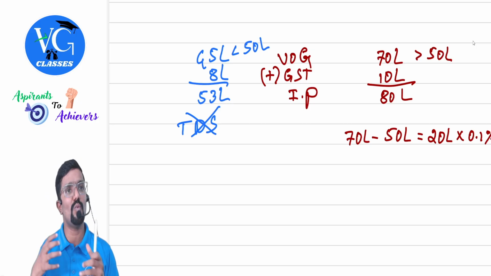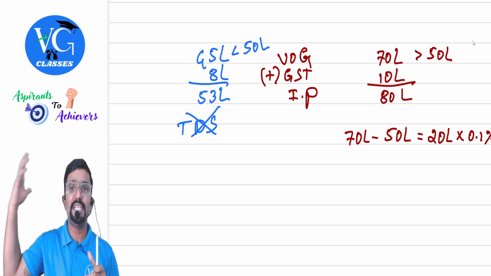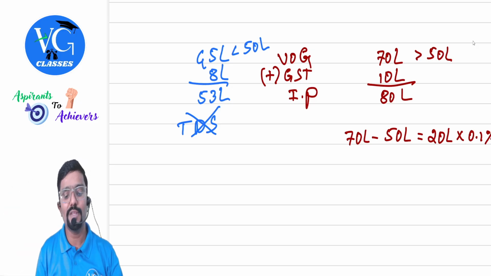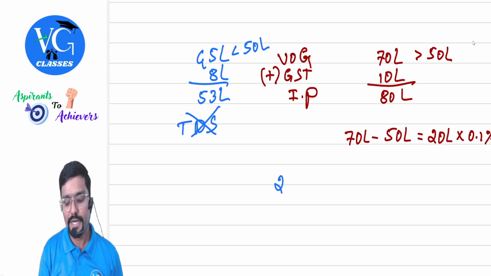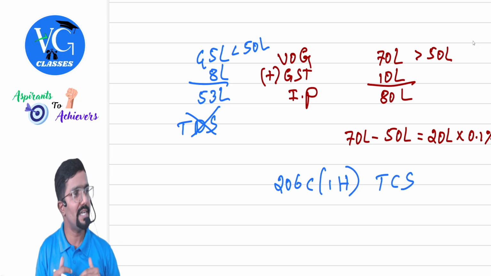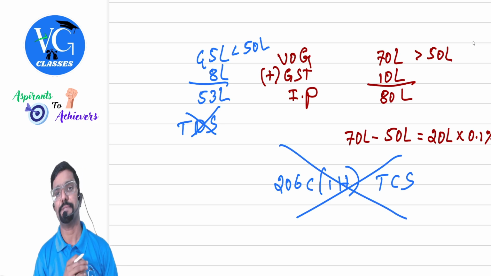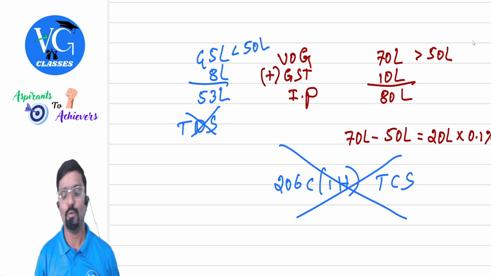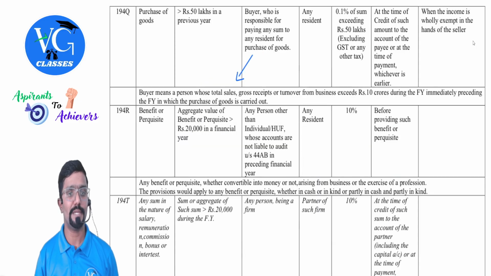Important. Actually, there was one section connected to this in TCS, but they have removed that section. That was 206C(1H). This was a TCS section which was connected to this, but they have removed it now. That section is not there.